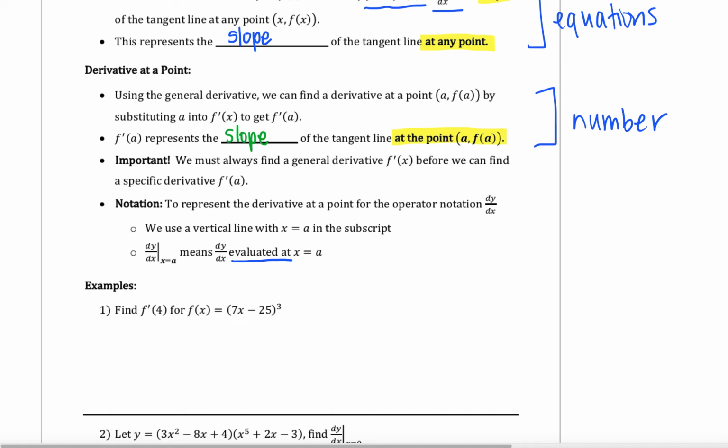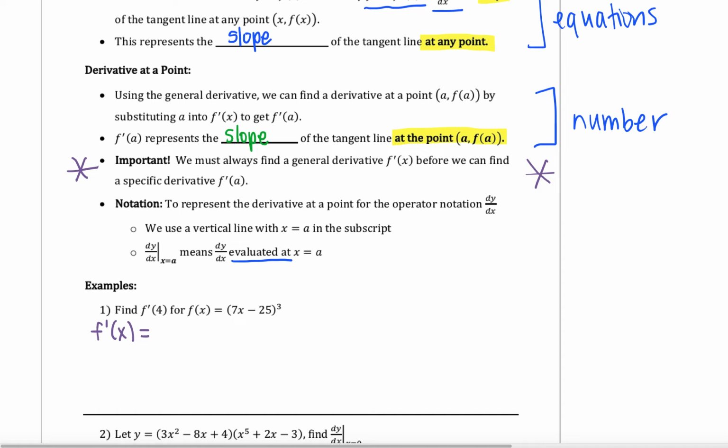In our first example here, we're asked to find f prime of 4 for the function f of x being 7x minus 25, entire function cubed. The first thing that we need is, again, that general derivative. So I need to find f prime of x first before I can find f prime of 4. To find f prime of x here, think about what rules we may need to use. In this problem, we're going to need to use the chain rule because our outermost function would be a 3. Then our inside function is 7x minus 25. And then we're also going to need a power rule in it.